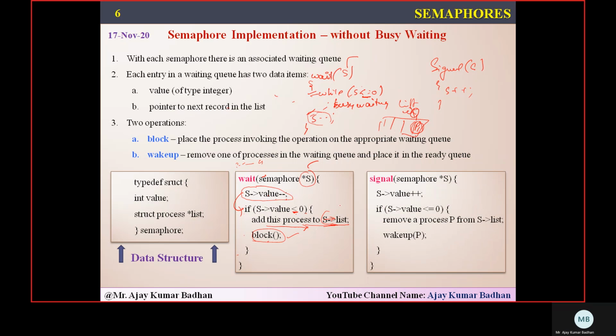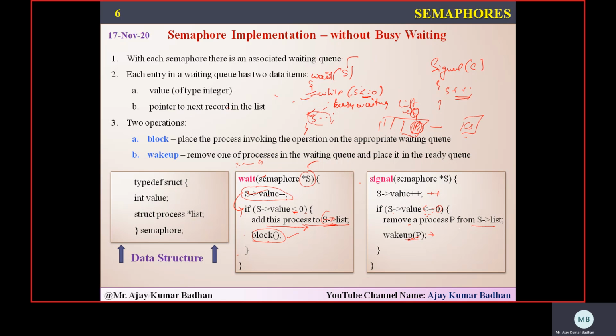What about signal now? Signal, earlier we had only a single statement, S plus plus, right? Here it is. So S plus plus. But here, first we will increment the value, and if the value is less than or equal to 0, so if it is equal to 0 also, that indicates that there is a resource available or the critical section is available in this case. So remove a process from the S list, and we will wake it up. So we will wake that process so that it can be allocated the critical section.